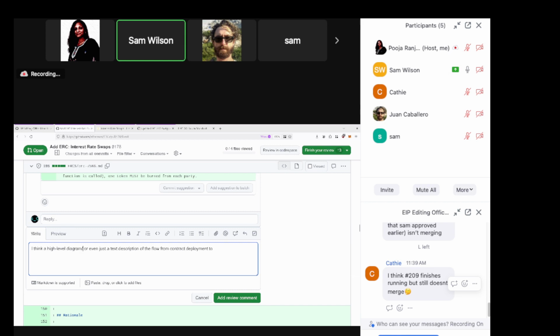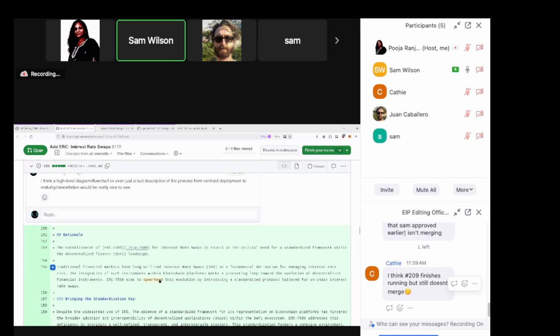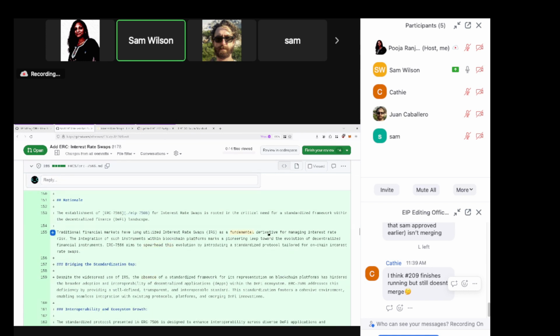Diagram, statistics flow process from contract deployment to... The establishment for interest is really the critical need. Okay, so this is motivation.